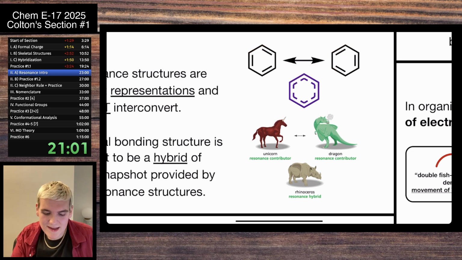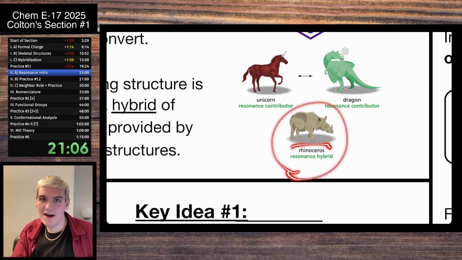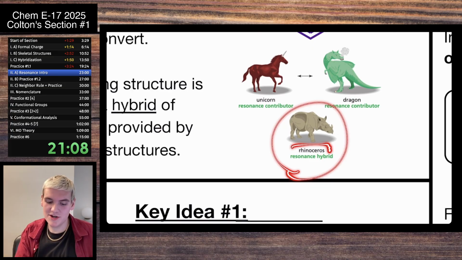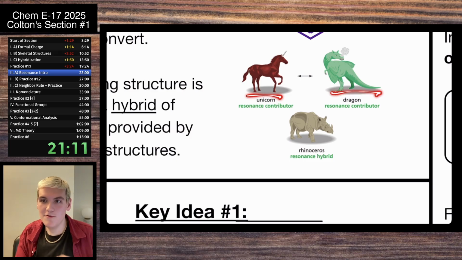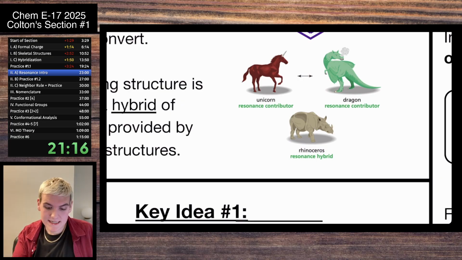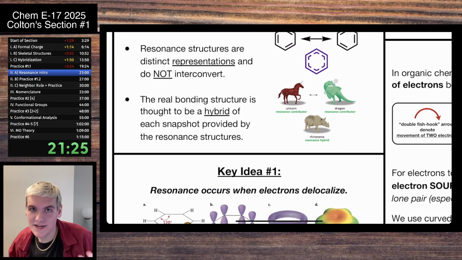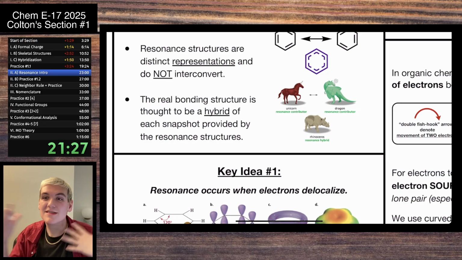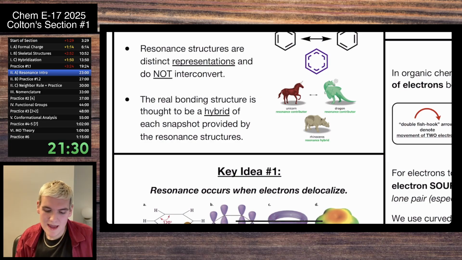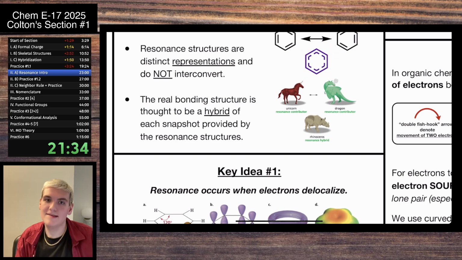This is kind of like saying the real thing that exists is a rhino, and it's a resonance hybrid between resonance structures of a unicorn and a dragon. The unicorn and the dragon don't actually exist, depending on who you ask. But the weird hybrid of them is the thing that is in reality. So we are trying to describe the rhino by drawing these things that are not the exact structure, but give us glimpses of what the real structure looks like. And we call the real structure a hybrid. So what is causing this?